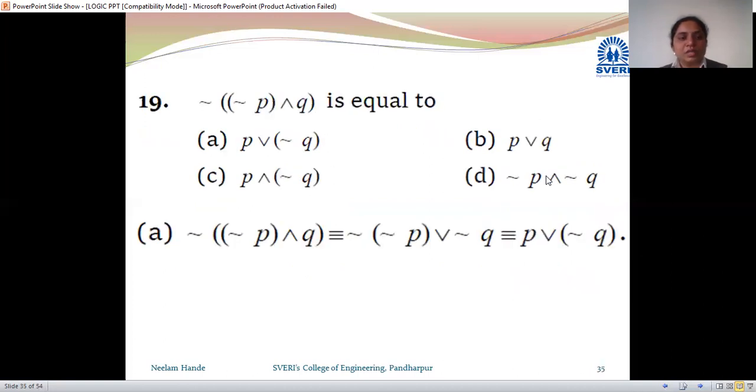The statement once again, there is AND. So in case of negation, negation goes to the first, goes to the second, and AND becomes OR. So negation of this is P, negation of Q as it is, and there is OR in between. So P or negation Q. Answer option A.